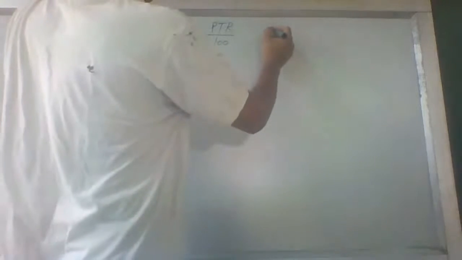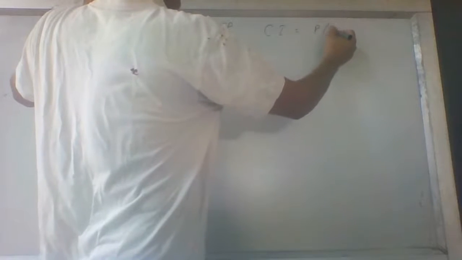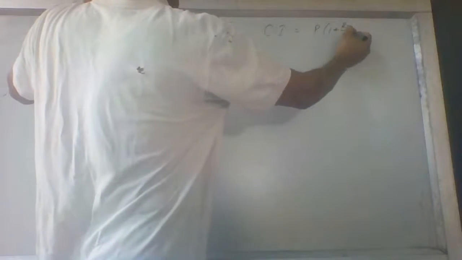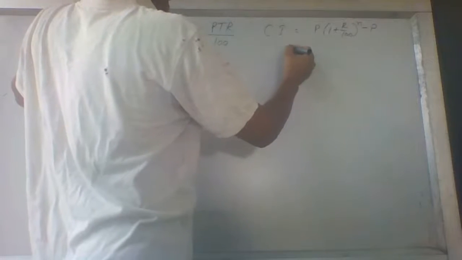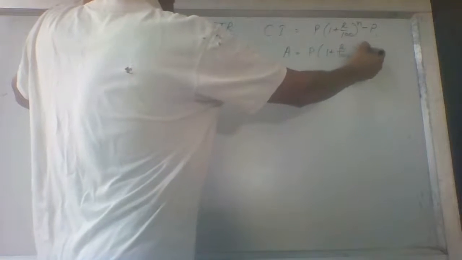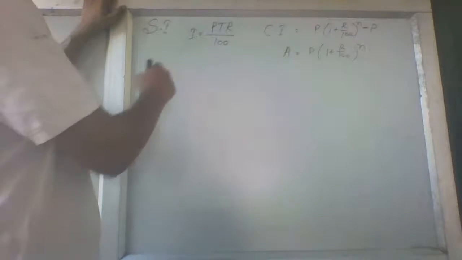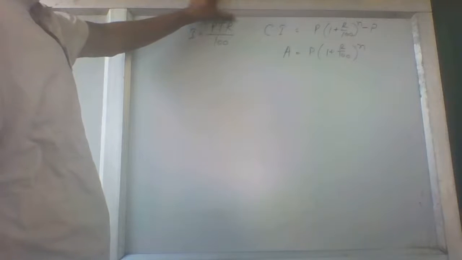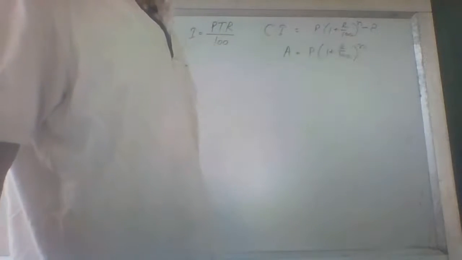upon 100. Second, we studied the formula for compound interest. For that the formula was principal 1 plus R upon 100 to the power n minus principal, and this was converting to amount is equal to principal 1 plus R upon 100 to the power n, with its respective values. P was the principal, T was the time, R for the rate. Here the same, P was the principal, R for the rate, and n was the time period.